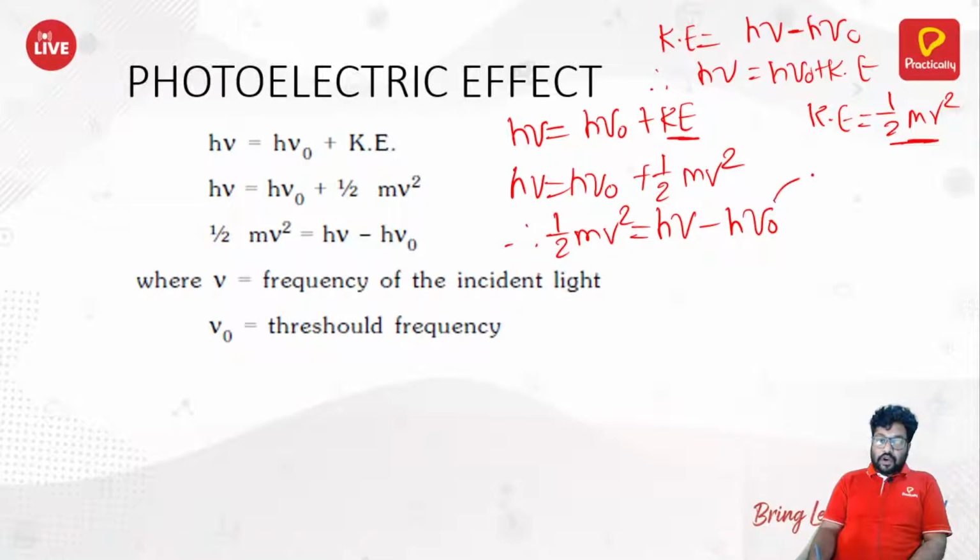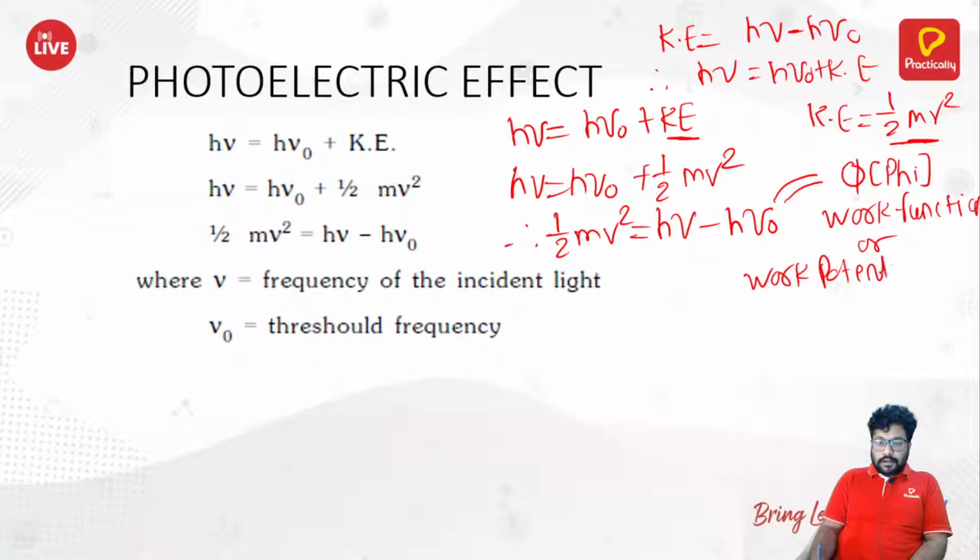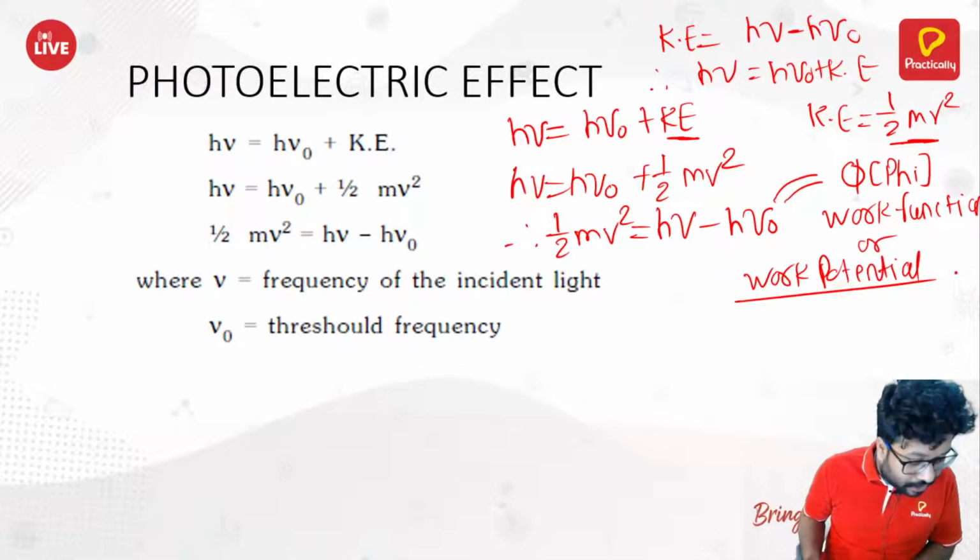Your h nu 0 is also indicated as phi. How do you read it? Phi. Phi means what? Work function. It is called work function, or it is also called work potential. It is a characteristic property of every metal.